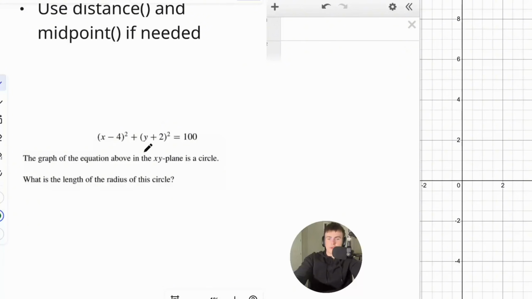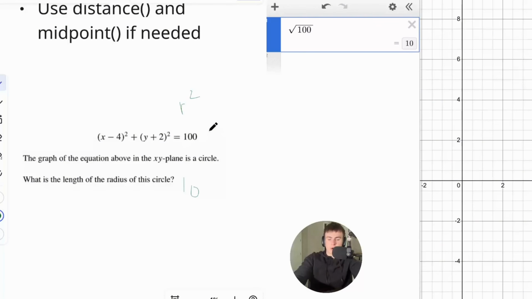If you memorize the standard form, you can literally just tell that the last thing is r squared. So if r squared is 100, then r is root 100. So 10. So the radius would be 10. That's it. You could also graph this and then find the distance between the endpoints and then just divide by 2. But it's not really necessary if you have the circle memorized.